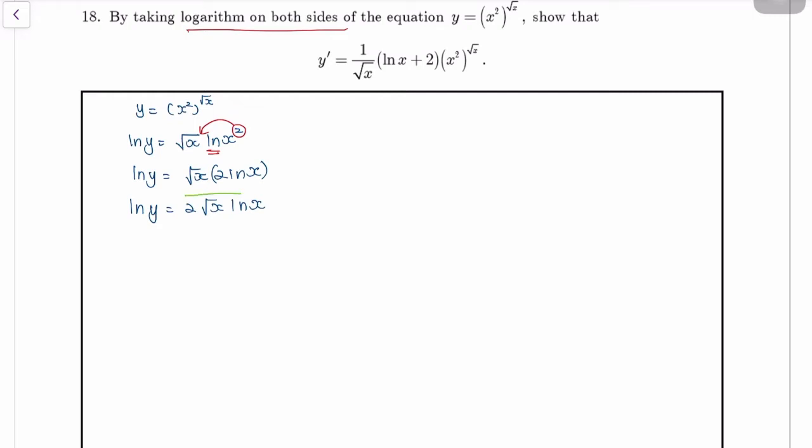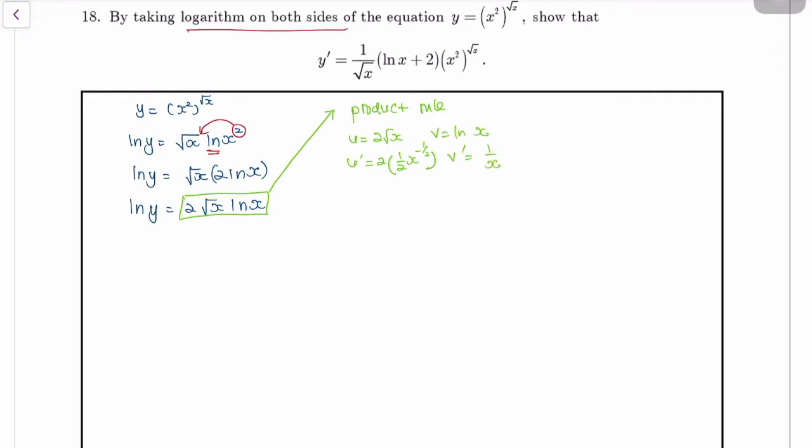So this one we will use the product rule, because we have 2 sqrt x times ln x. So u equals 2 sqrt x, v equals ln x. So u prime: sqrt x we change to x to the power of 1 over 2, then use the power rule, so 1 over 2 x to the negative 1 over 2. Then v prime: differentiate ln x, we will get 1 over x.